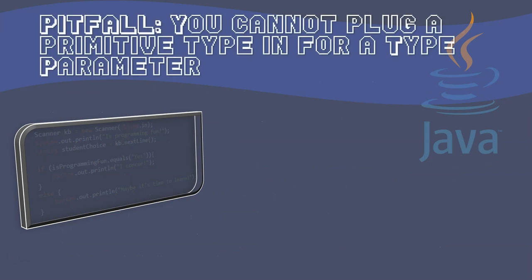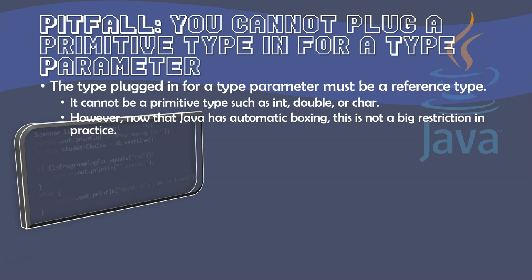The other pitfall to be aware of is that you cannot plug a primitive type in for a type parameter. We should expect this one because we've seen this with ArrayList. Remember, we said ArrayList can't be an ArrayList of ints or doubles or something like that. We can use the wrapper classes, but we can't use the primitive types. Now, we do know that Java has automatic boxing, so this is not as big of a restriction as you might think, because we have the wrapper classes, so we can have Integers and Doubles, and we can still pass in an integer value without trying to make it into a class value, because Java is automatically going to box and unbox those values for us.